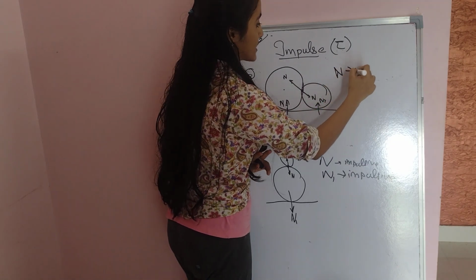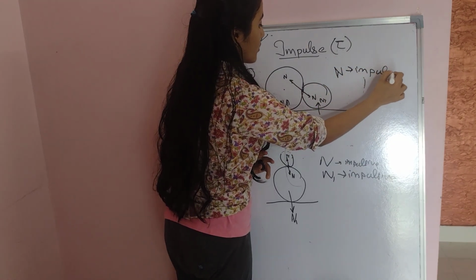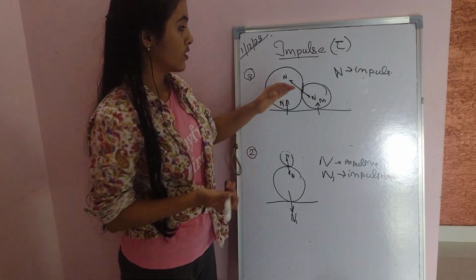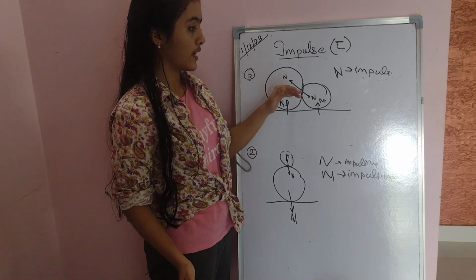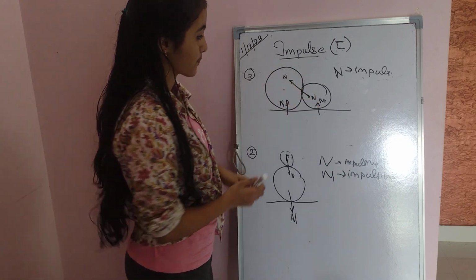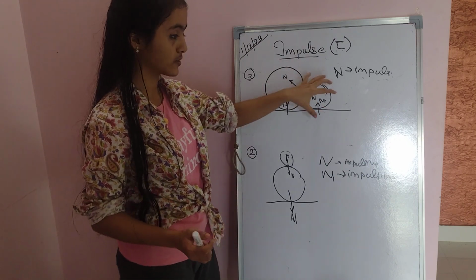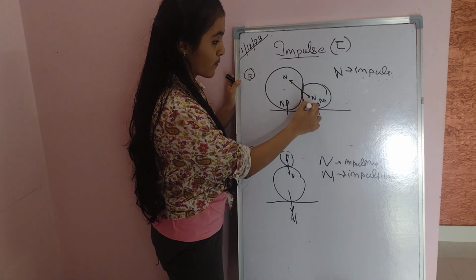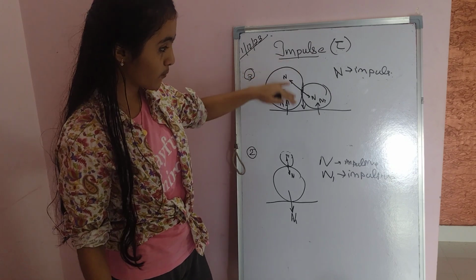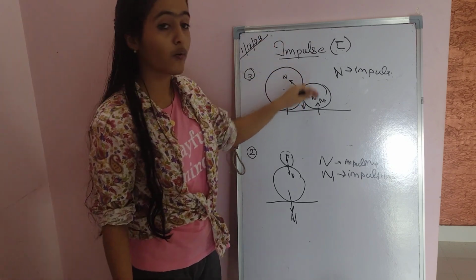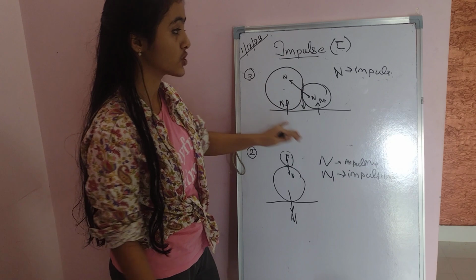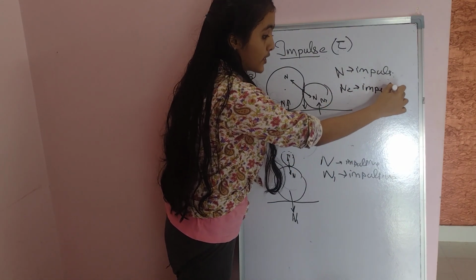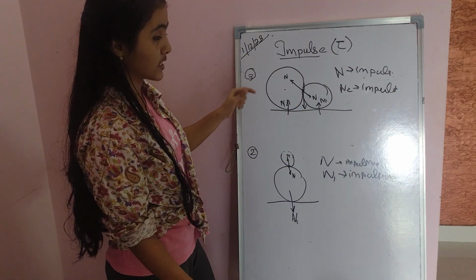We can say for sure that N is impulsive. What about N1 and N2? We can resolve this N. First we take the small body so that we can find N2. N has a component downwards. When it has a component downwards, it means that it's providing additional force. When it's providing additional force, we can say N2 is also impulsive.